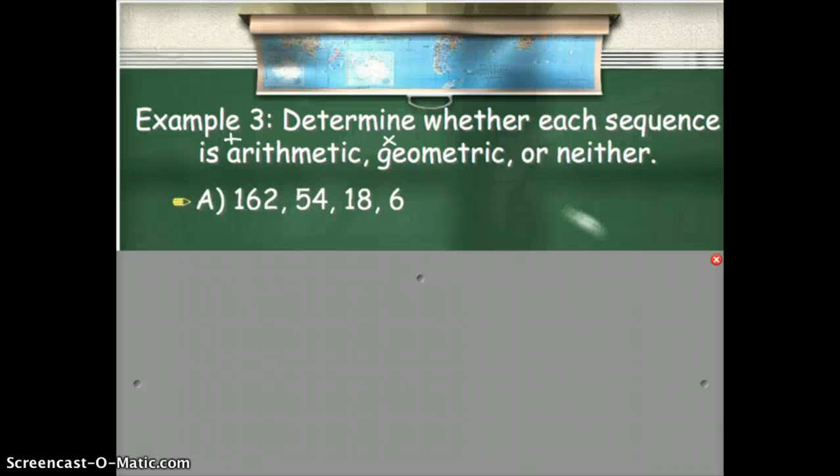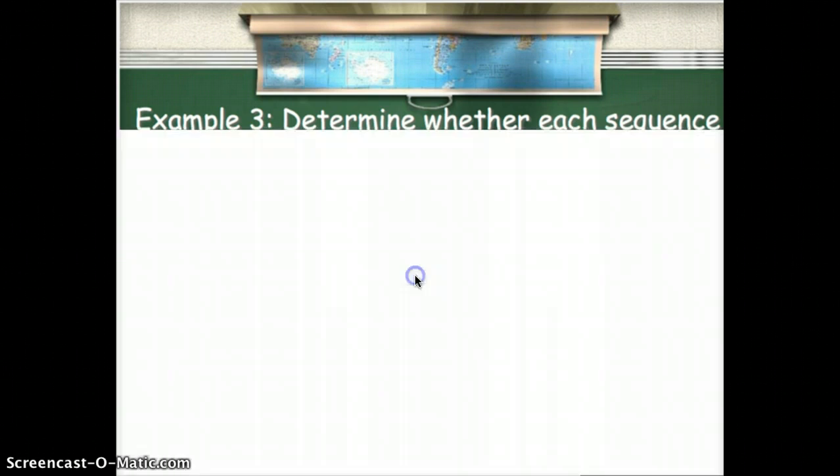To get from 162 to 54, I could also divide by 3, which is also known as multiplying by 1/3. To get from 54 to 18, I could also multiply by 1/3. To get from 18 to 6, I can also multiply by 1/3. So because this is a common ratio, we will call this geometric. I'll just write a G.